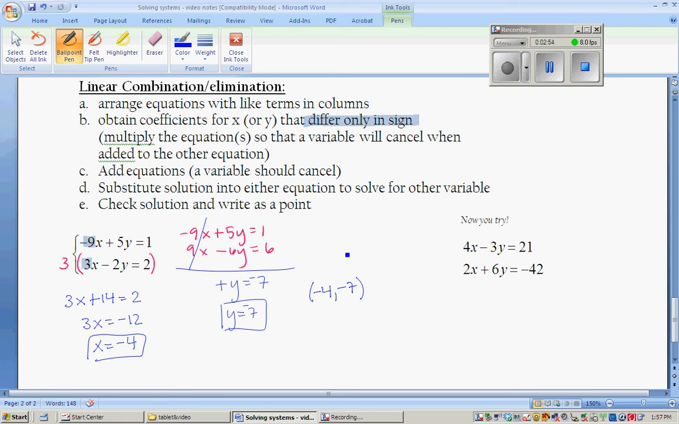Now as we look over here, you can easily make a 2 look like a 4, or a 3 look like a 6. I sometimes like to use the one that already has a positive and a negative available to me, but either way you can eliminate the x's or the y's.